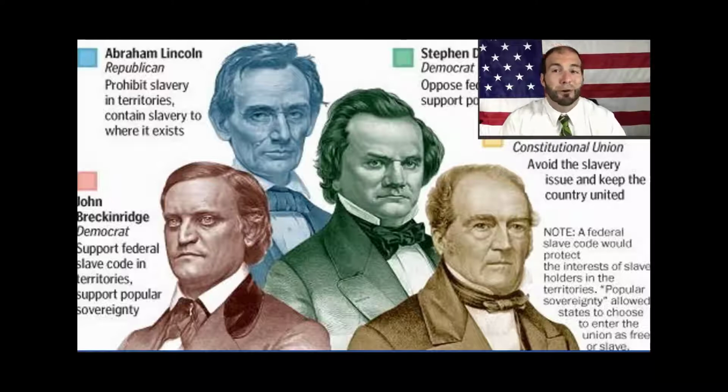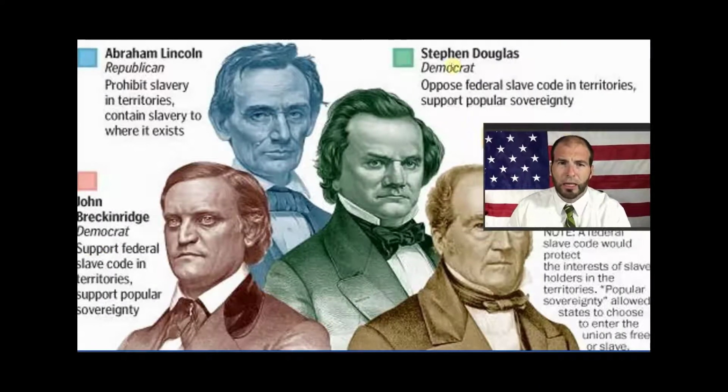Which is interesting because it ends up being the South's main rallying cry here is there's too much federal overreach. The federal government can't tell a state what to do, yet at the same time they're asking the federal government to tell new states they have to have slavery, a federal slave code. All right. So John Breckinridge is a Democrat, supports the slave code.